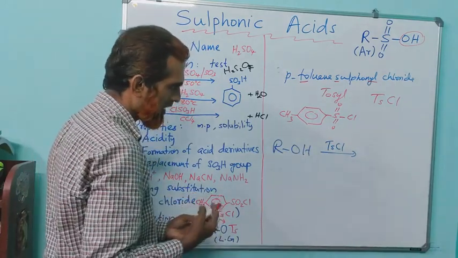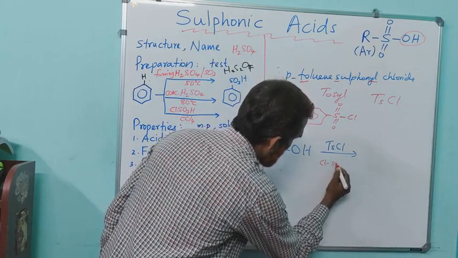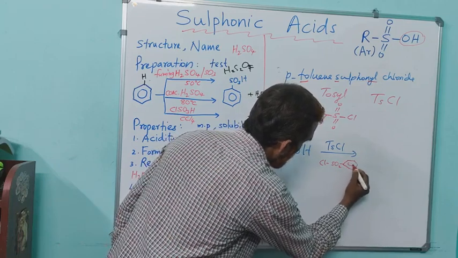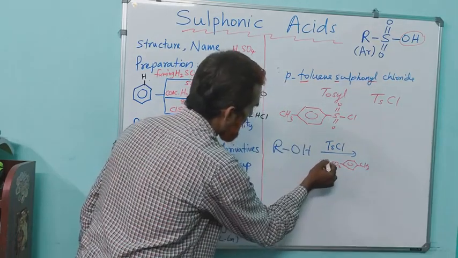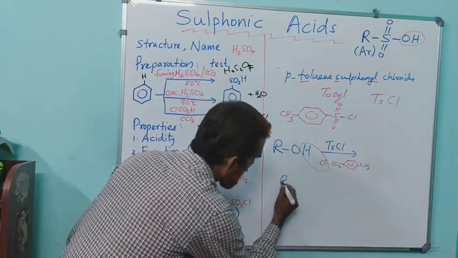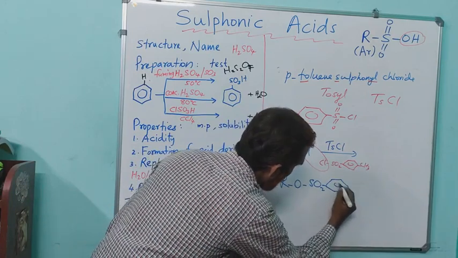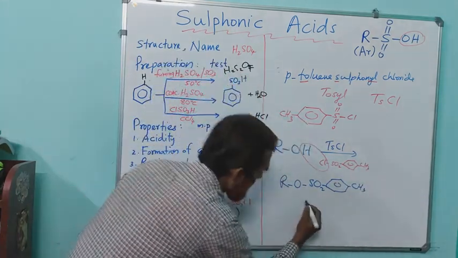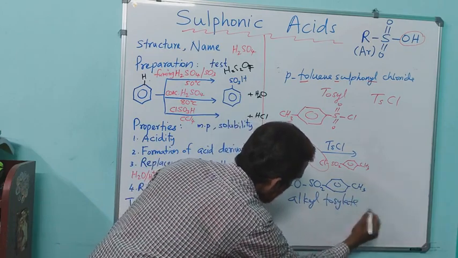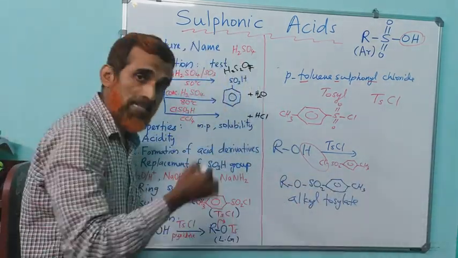So what happens? Tosyl chloride is this, it is Cl, SO2, and you have a benzene ring and CH3, right? So what happens? It will combine here. So it forms a compound that is ROSO2C6H4CH3. This is called alkyl tosylate. Alkyl tosylate. What is the advantage of this group? This is a much better leaving group.